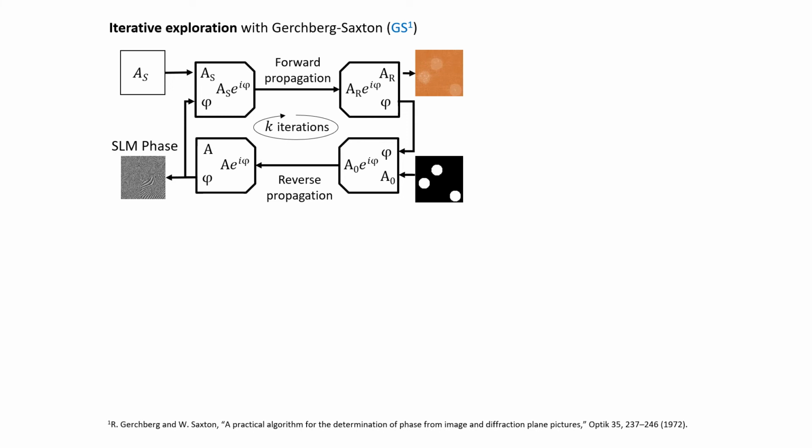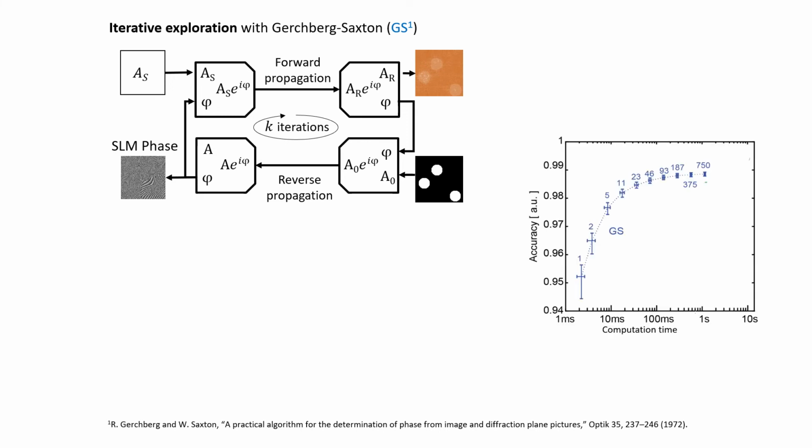So we have implemented the Gershberg-Saxton algorithm for computer-generated holography, and at each step of the iteration process, we can simulate the propagation of light through the optical system and compare the rendering of the hologram to the distribution that we're trying to create. We compare those two elements using the accuracy, which is a measure of mismatch, and we can plot the accuracy as a function of the number of iterations or the computation time. And what you can see on this diagram here is that the more we wait, the better the rendering gets, up until a moment where the algorithm stabilizes to a certain level of accuracy.